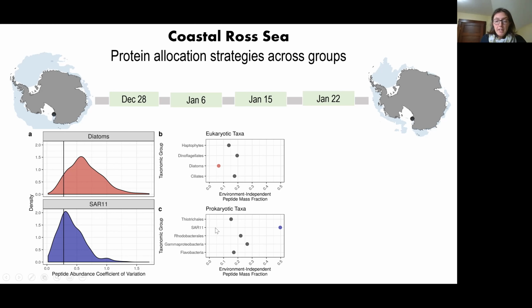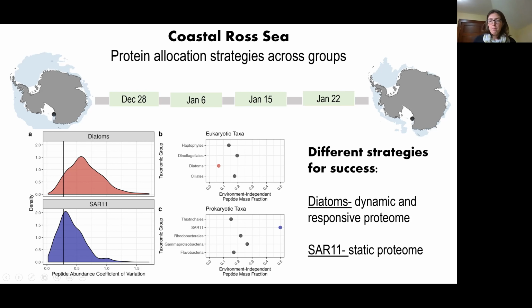And we can see that SAR11 here amongst the prokaryotic taxa has the highest fraction of peptides that are environment independent, so not changing as a function of time in this time course, where we know that there are some important environmental changes happening, namely to the micronutrient environment that they're experiencing. And so what we can see here is that there are different strategies for success here. So we've shown that the diatoms have a dynamic and responsive proteome, and that's consistent with what we understand about their ecological niche as well.